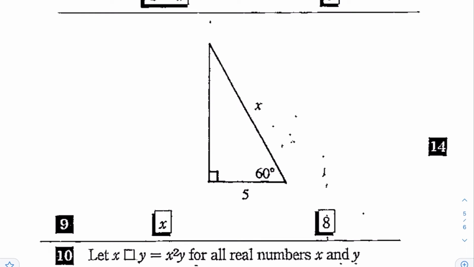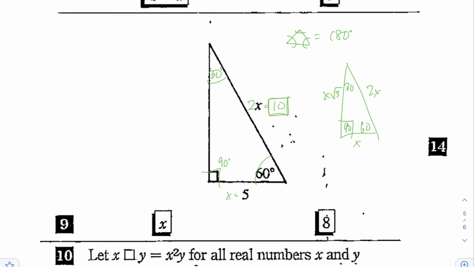Next for number 9, you have this triangle. You want to compare x to 8. So this is 90 degrees. You have 60 degrees here, which means the top has to be 30 degrees, because the 3 angles of a triangle add up to 180 degrees. This is your 30, 60, 90, and the sides are in the ratio of x, 2x, and x root 3. So x is equal to this 5. This is really a 2x, so this side's actually equal to 10. And this will be 5 root 3. So I want to compare 5 versus 8. 8 is going to be greater, so the answer is going to be choice B.